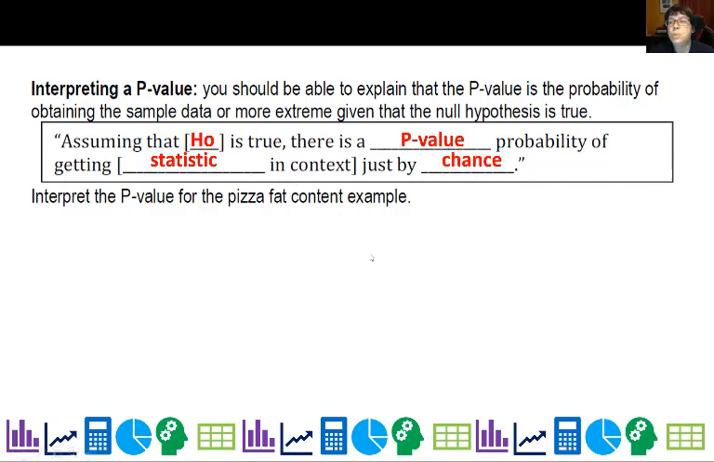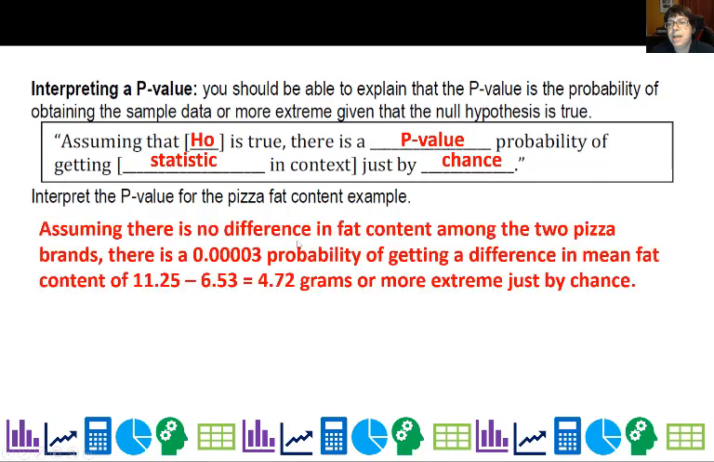So I'm going to interpret the p-value for the pizza fat content example. And I'm saying, assuming there is no difference in fat content among the two pizza brands, there is a 0.0003 probability of getting a difference in mean fat content of 4.72 grams or more extreme by just chance.